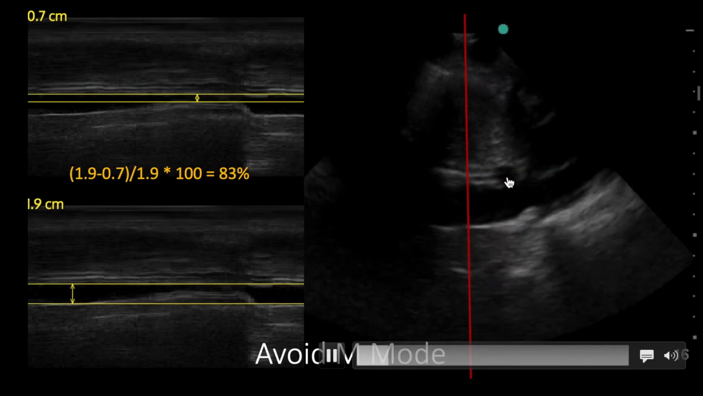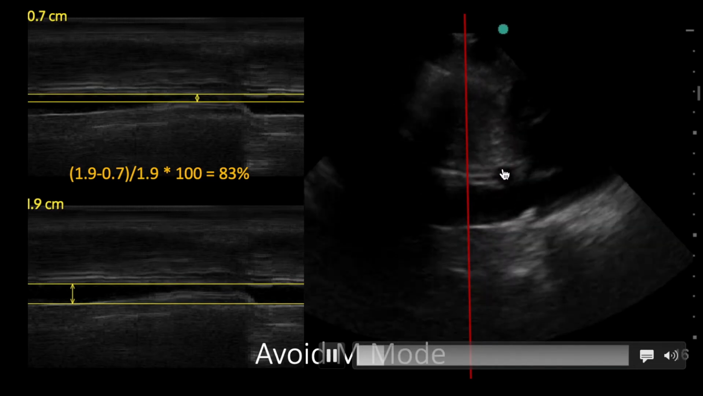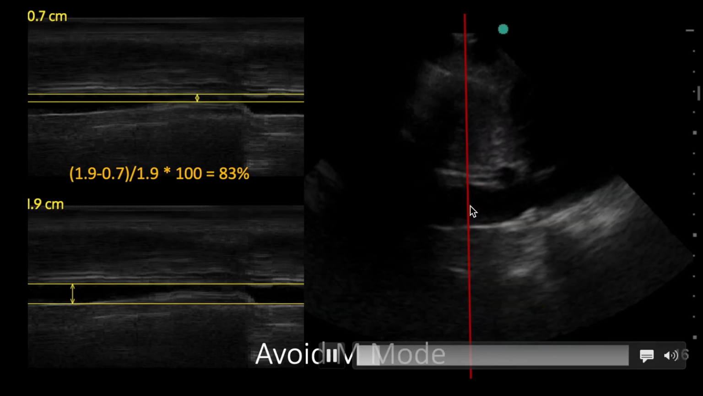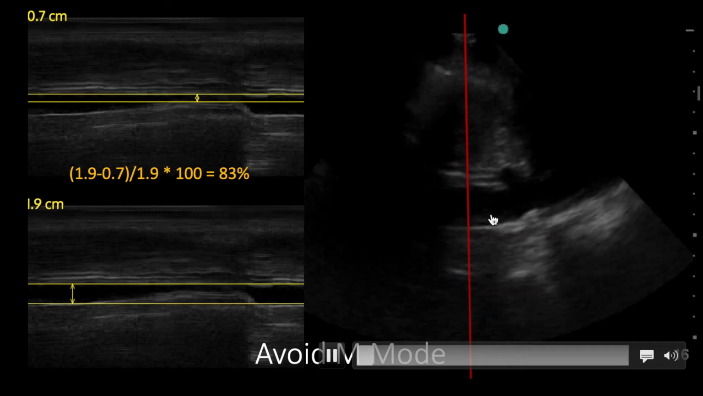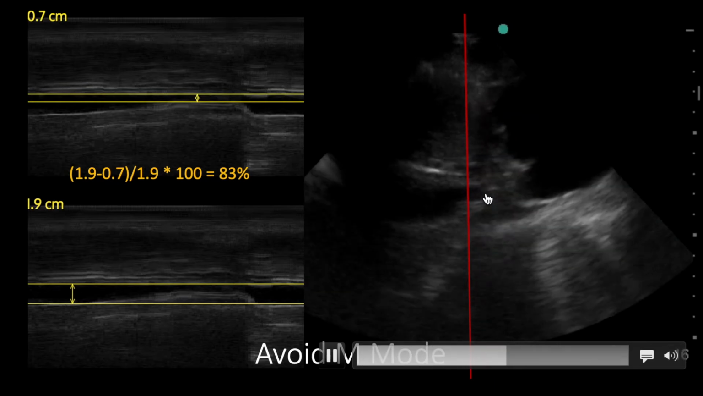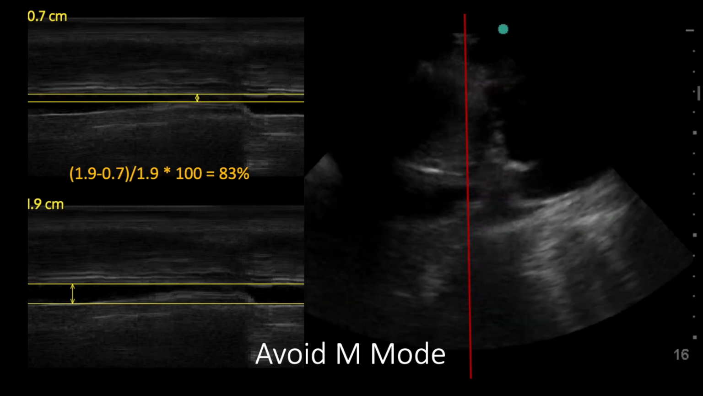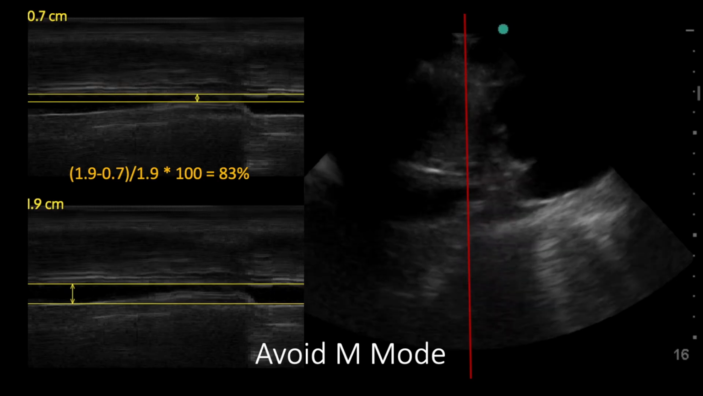We don't want to calculate collapsibility at the diaphragm. This could be the muscle of the diaphragm just squeezing the IVC and not truly reflective of how much fluid is in the IVC. We want to measure distal to the hepatic vein in both locations, not one location and a second location. So there's some evidence supporting that avoiding M mode will give you a little more accurate diagnosis when estimating central venous pressure.